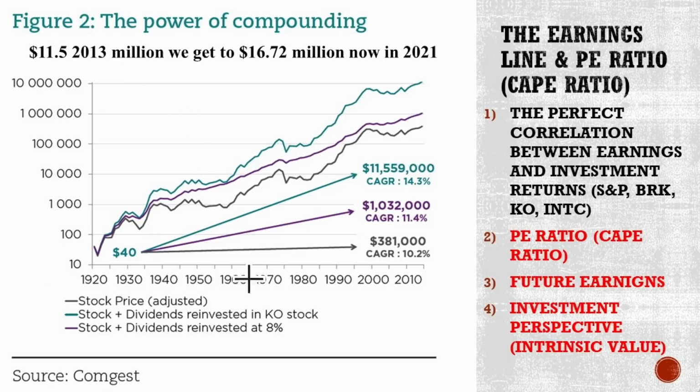If you reinvest the dividends that are part of those earnings, the initial $40 of one share would be 11.5 million in 2013, and I have adjusted this for the dividends and returns since 2013, so that's up to 16.72 million now in 2021. So over 100 years, from $40 to 16 million, just owning one stock. And this is the power of earnings.